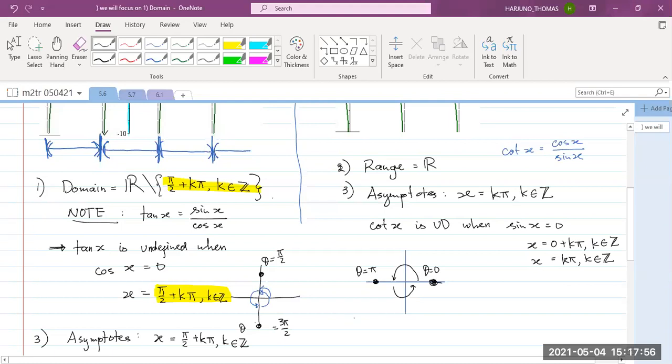Now that leads to question part A. What is the domain then? The domain is all real numbers except those x's where sine x equals 0.